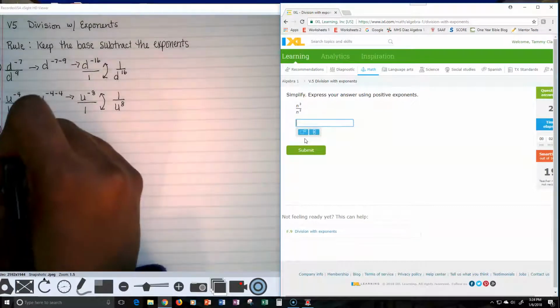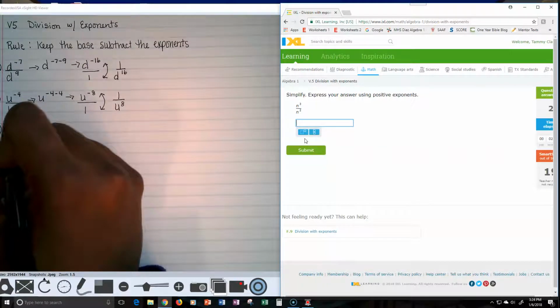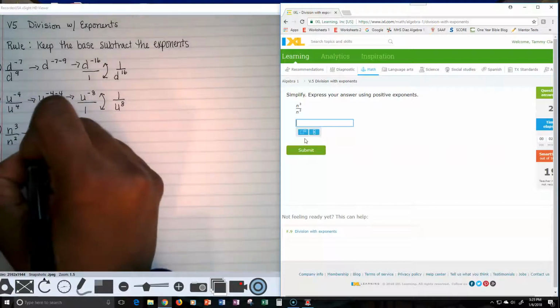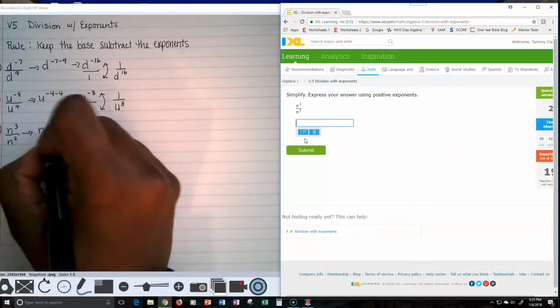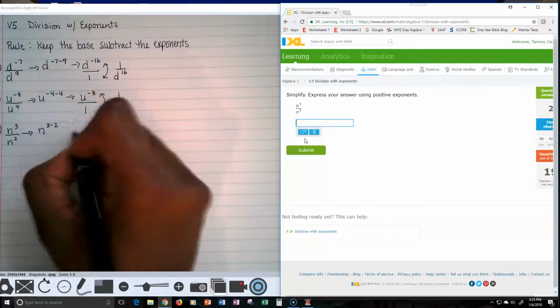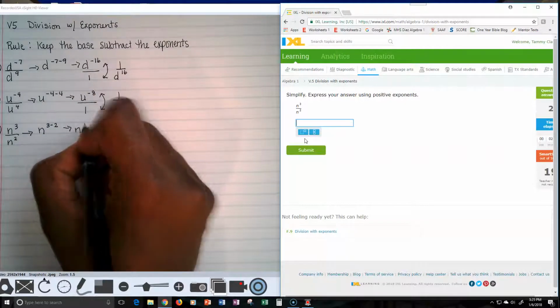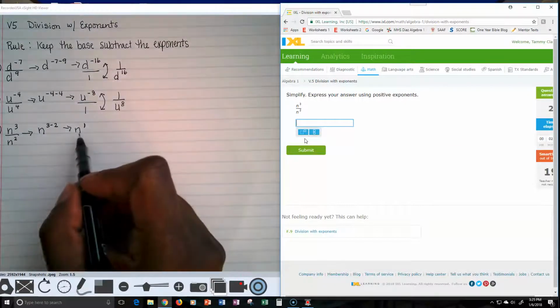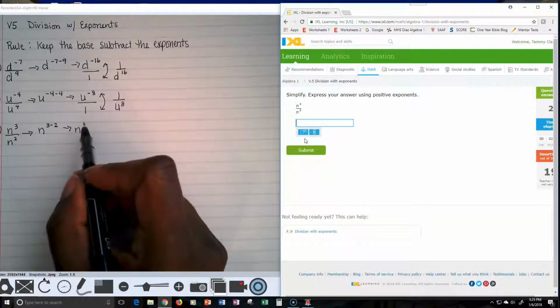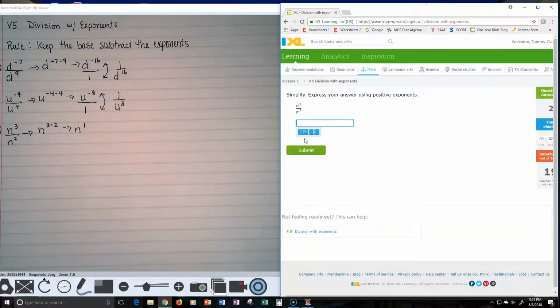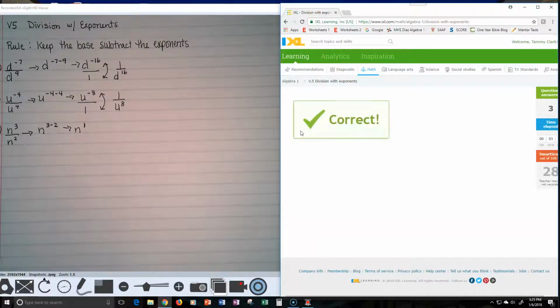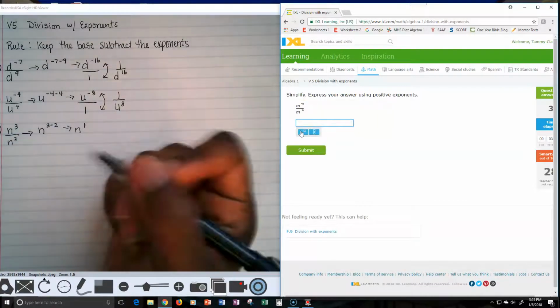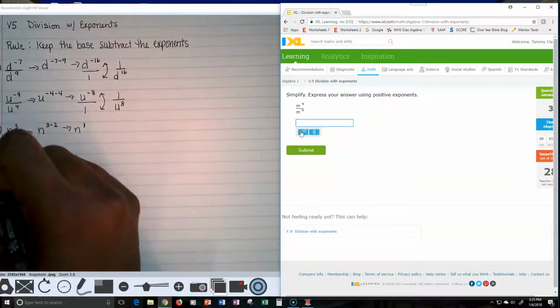Number 3, we have n to the 3rd power divided by n to the 2nd. We're going to keep our base, which is n, take 3, subtract 2, and that gives us n to the 1st power. Now this time it's a positive exponent, and that's how we're told to write our answer. So we don't need to do any flipping or anything. We just write it as we have it. And you could have even typed just n if you wanted to.